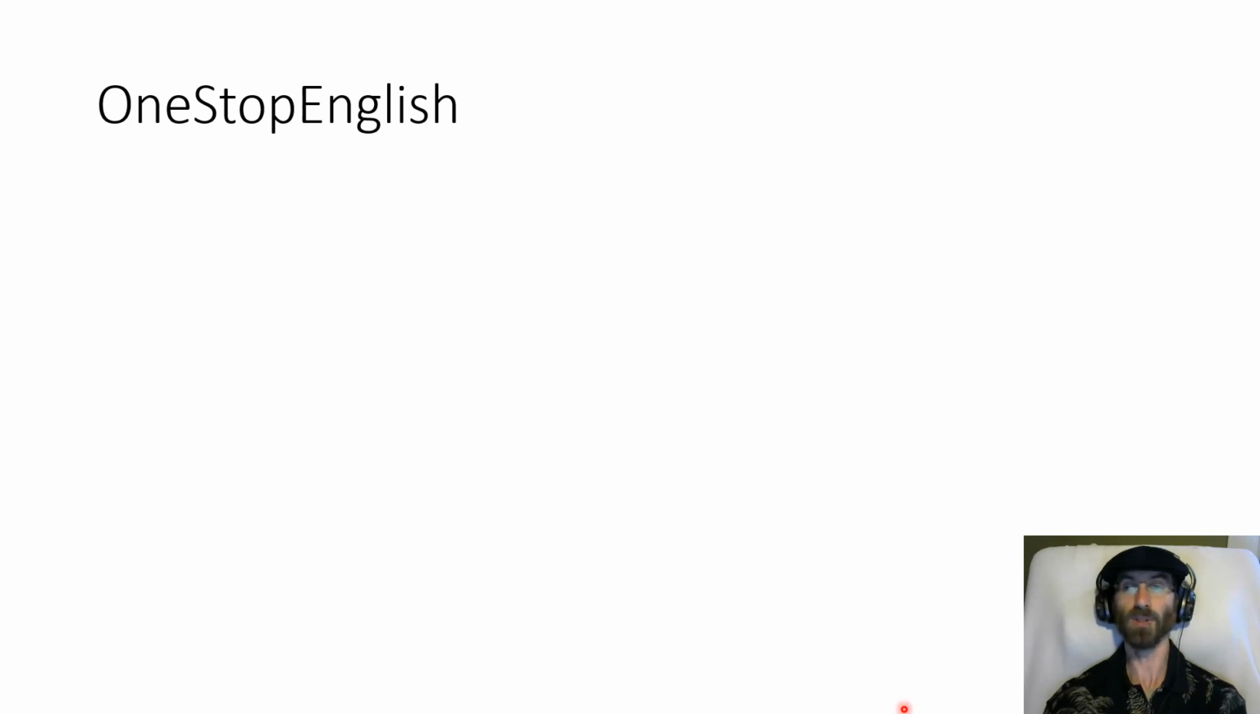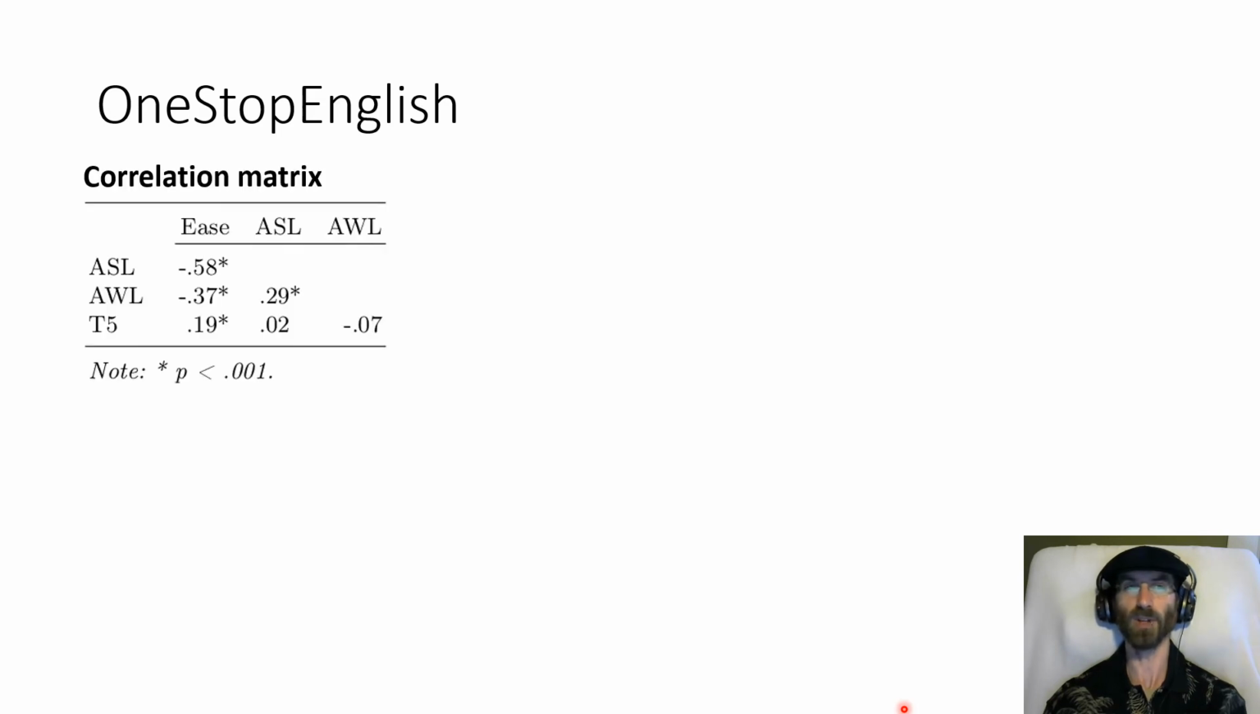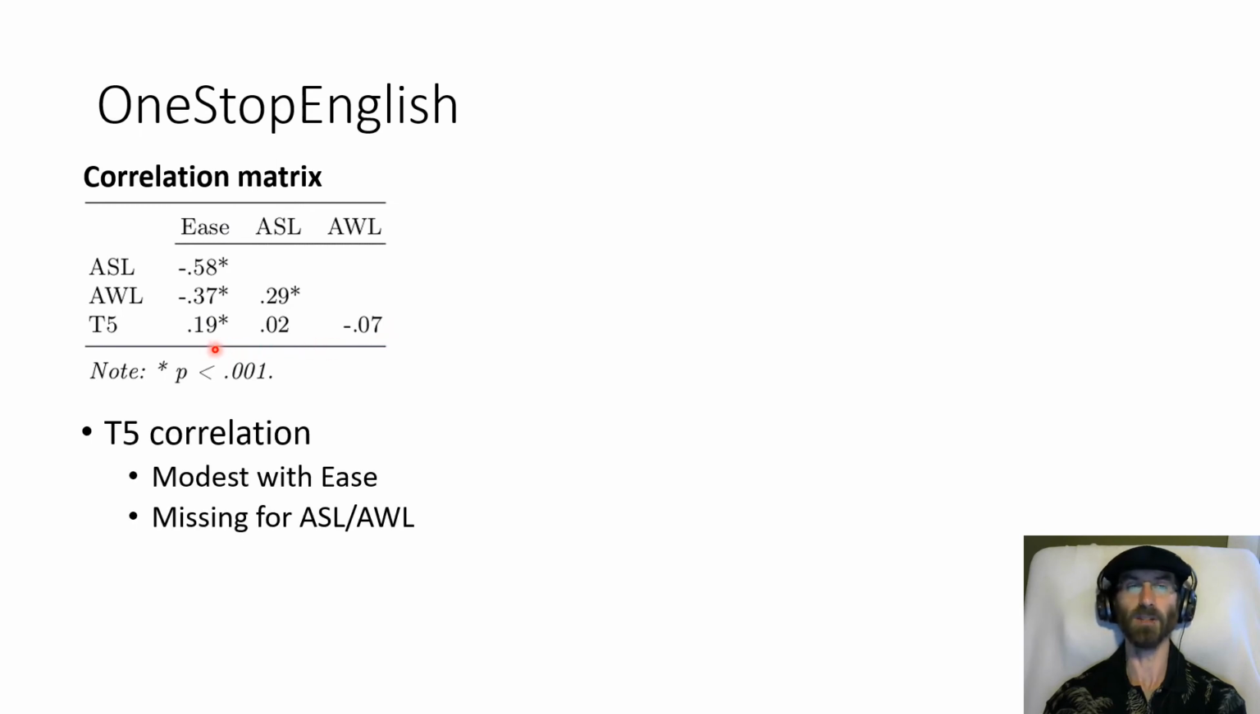So let's look at our next corpus. So that's the One Stop English corpus. I'm going to spend a little bit less time on setup here and just go straight to the results. So if we look at the correlation matrix, this is going to be the only one I show you where not everything is significant. So you can see that T5 is no longer significantly correlated with ASL and AWL, even though it is significantly correlated with ease.